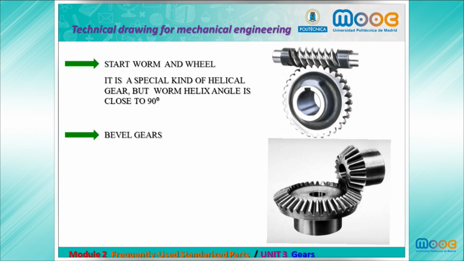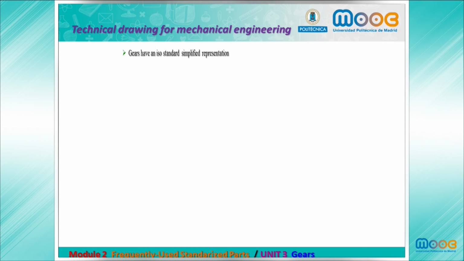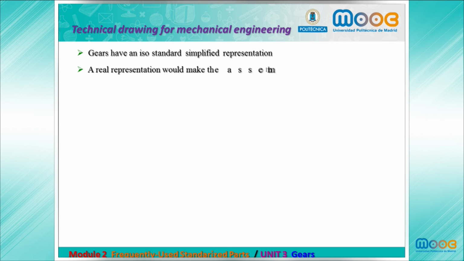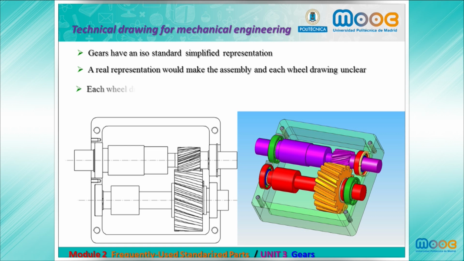And bevel gears. It is shaped like a right circular cone. When two bevel gears mesh, their imaginary vertices must occupy the same point. We will see this in another drawing. Gears have an ISO standard simplified representation. A real representation would make the assembly and each wheel drawing unclear. Each wheel drawing must also include mandatory dimensions for its manufacturing.